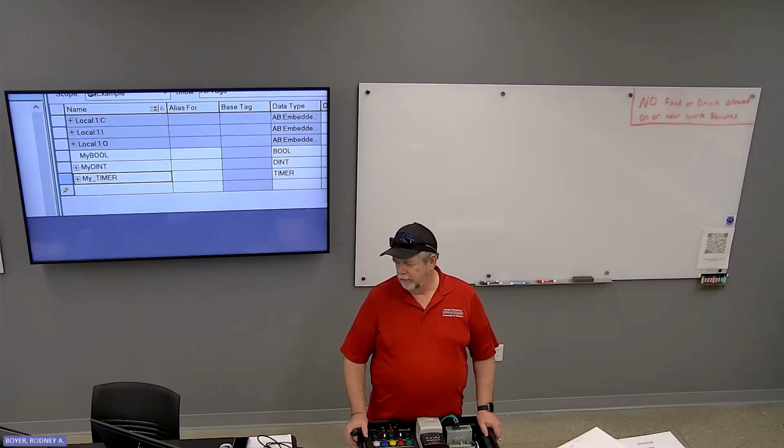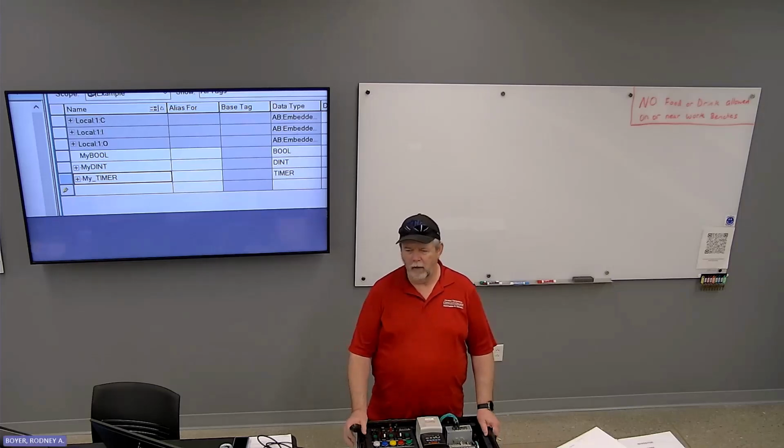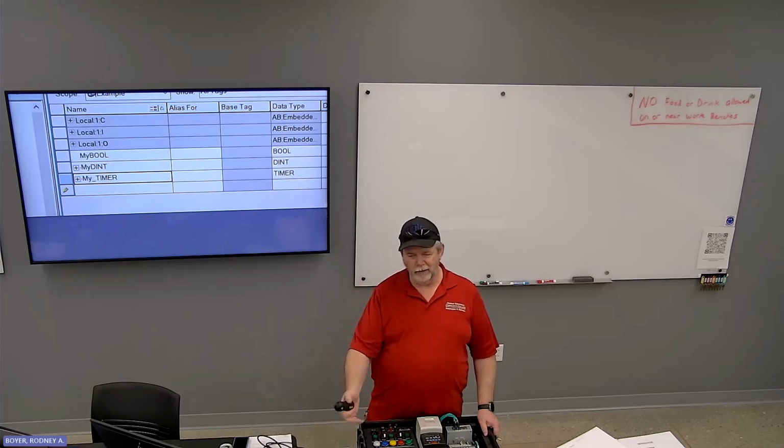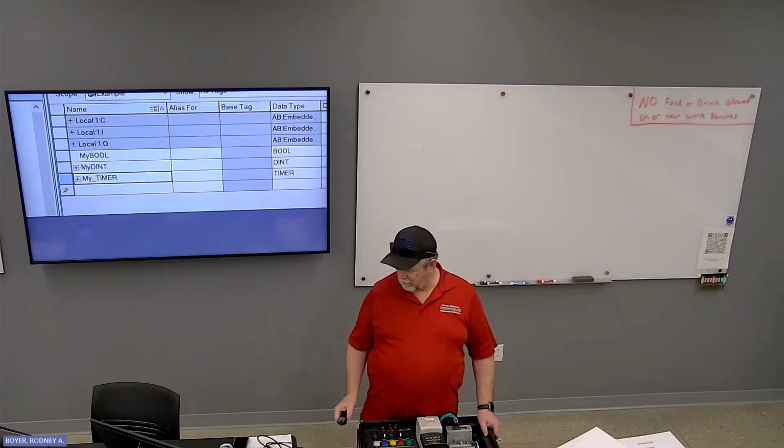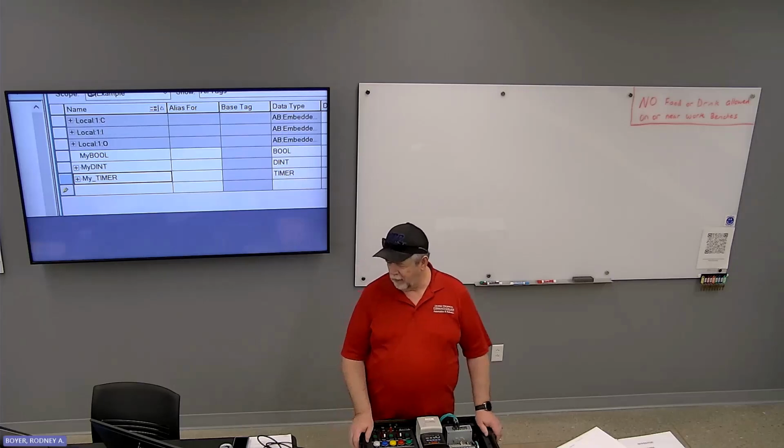My dent, see the data type there is a dent or double integer. There's also a plus sign next to the tag my dent. You click on that and you can expand it out. That's where you get the my dent .0, .1, .2, .3 individual bits that make up that double integer. It'll go all the way from .0 to .31.